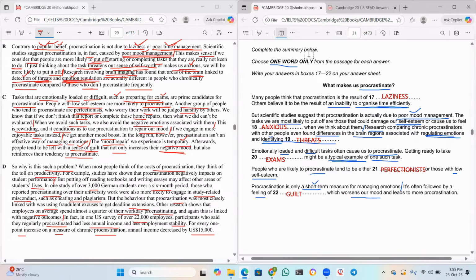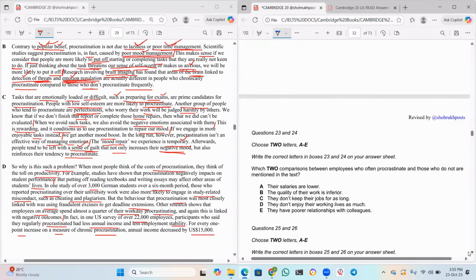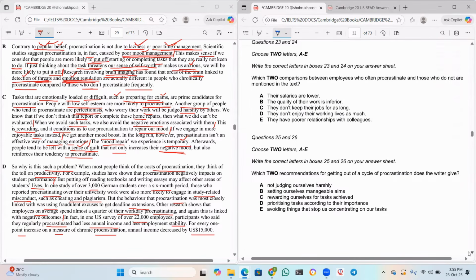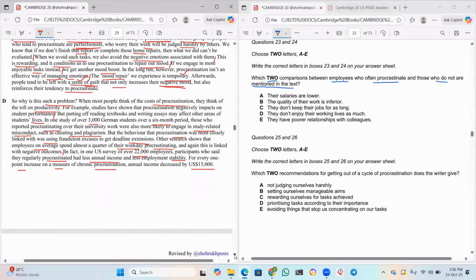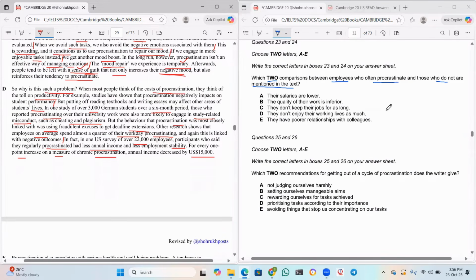Okay. So yes, that is one done. This section is done, and coming to the next section. This is the last section, guys. Now, we have to choose two right answers from five options here. Which two comparisons between employees who often procrastinate and those who do not are mentioned in the text? So, there are two groups of people here, guys. Who are procrastinating, who are not procrastinating. So, what is mentioned about them?